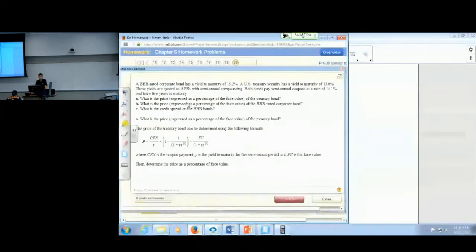All right, so looking at the example problem, we have the same numbers for number 20. It says a BBB rated corporate bond has a yield to maturity of 15.2%. A U.S. Treasury security has a yield of 13%. Those yields are quoted as APRs with semi-annual compounding. Both bonds pay semi-annual coupons at a rate of 14.1% and have 5 years to maturity. All right, we've got questions A, B, and C. A is what is the price expressed as a percentage of face value for the Treasury bond?